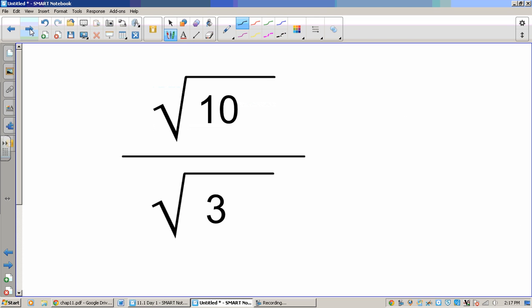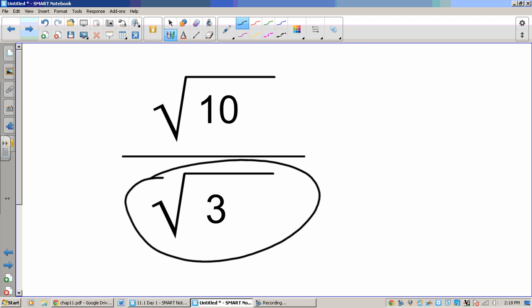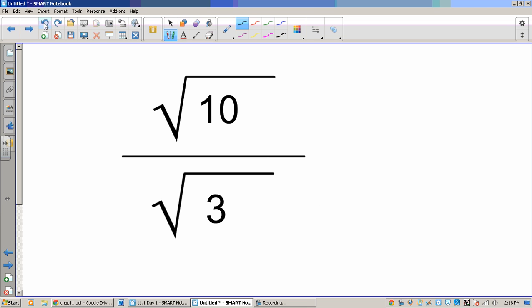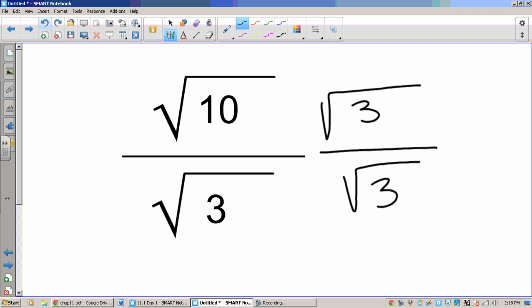So if I take the square root of 10 over the square root of 3, this is not in simplified terms. If we want to simplify, we have to get rid of the square root in the denominator. To do so, all we have to do is multiply both the numerator and the denominator by the square root of 3. As you know, the denominator is already 3.